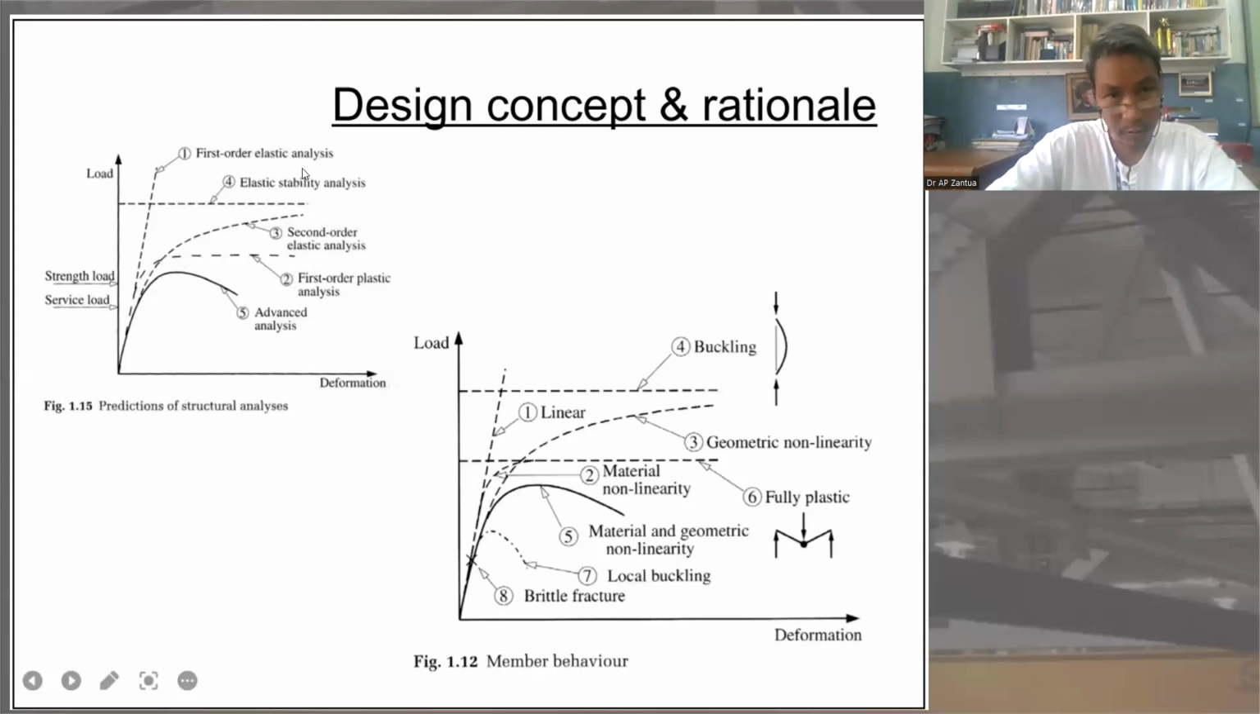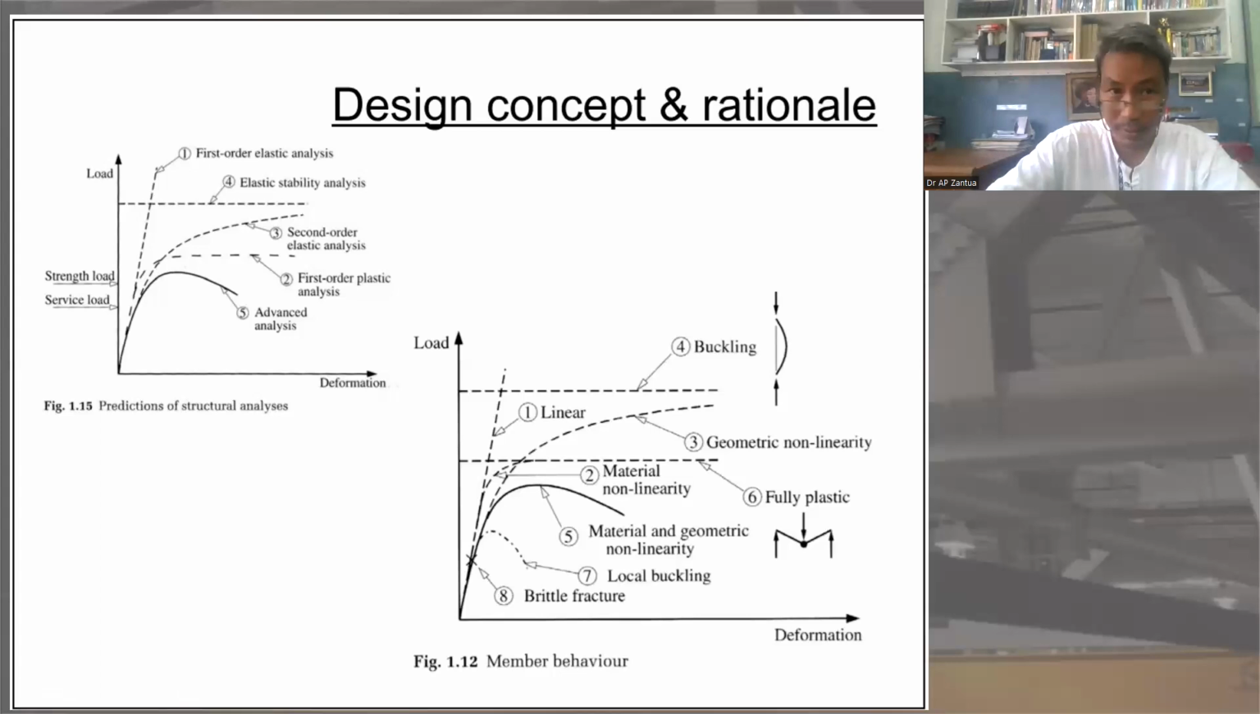So they are both first order. First order meaning this is the ideal. First order, that is what we mean by first order: the ideal effect of the elastic. This is the ideal effect, first order plastic. Number three, second order elastic analysis.